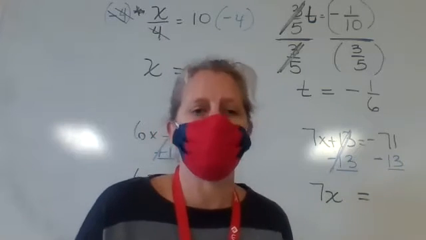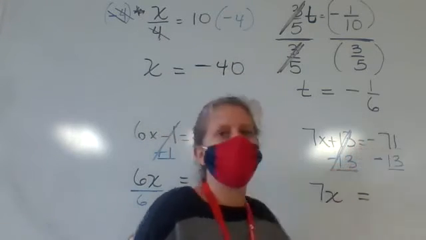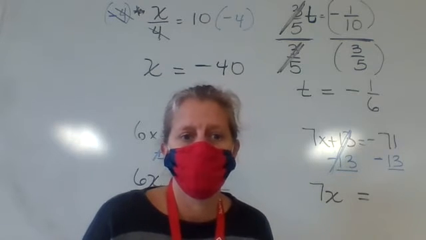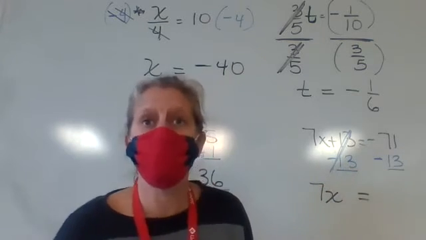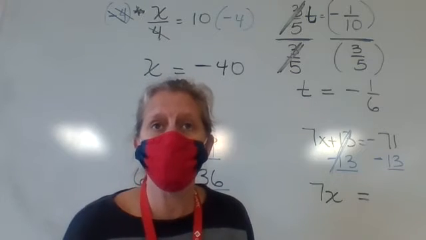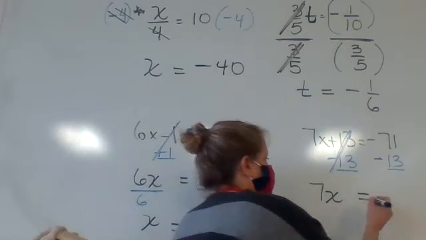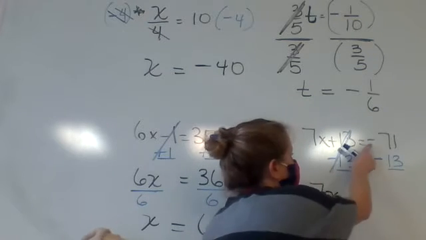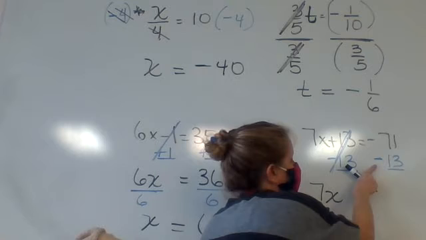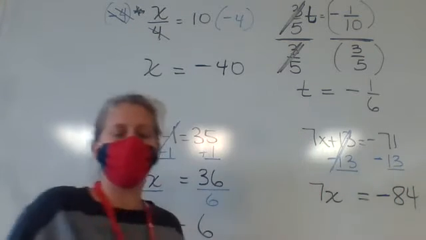Think about it temperature wise. If you're at negative 71 temperature and you go down 13 more, you lose 13 more. You're subtracting 13 more. Where are you going to end up? You're going to be even lower, right? Negative 71 and you go down 13 more. Now you're at negative 84.